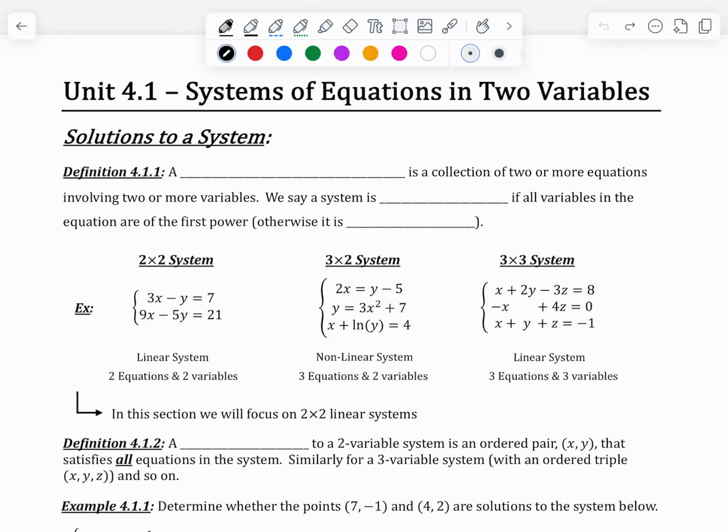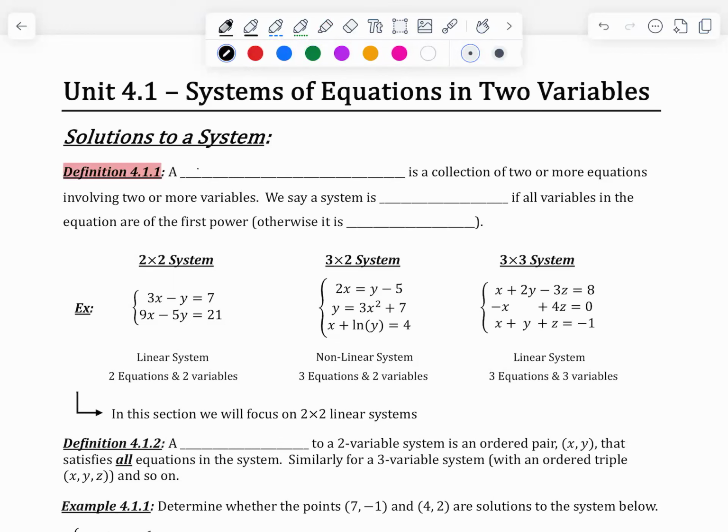Hello everyone and welcome to our first video on Unit 4.1, which will be on systems of equations in two variables. Technically speaking, we should say linear systems of equations in two variables, but I digress. The first thing we're going to talk about is what it means to be a solution to a system. In order to talk about that, let's define what a system of equations is.